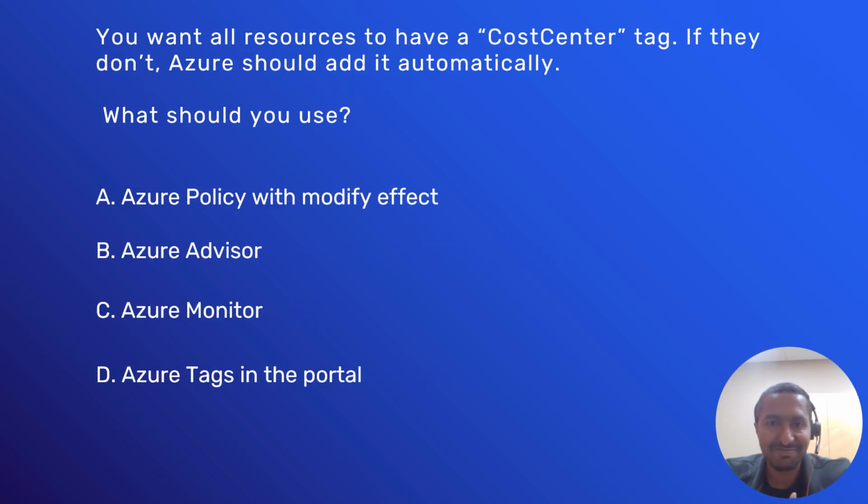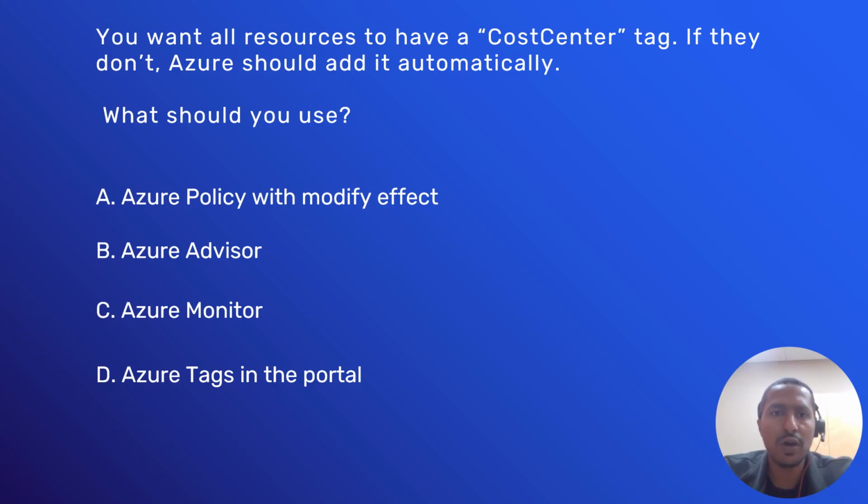Next question. You want all resources to have a cost center tag. If they don't, Azure should add it automatically. What should you use? A, Azure Policy with a modify effect. B, Azure Advisor. C, Azure Monitor. D, Azure Tags in the portal.